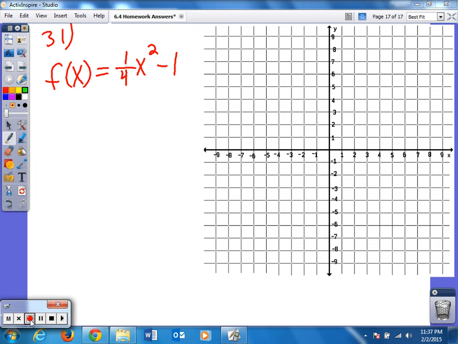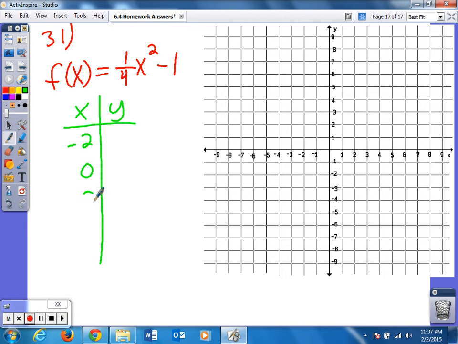So let's plug in some random x values here. We'll make a table. Some of you may know how to graph this just by looking at it, but we'll use a table here for those of you who have forgotten. Okay, let's do -2, 0, and 2.